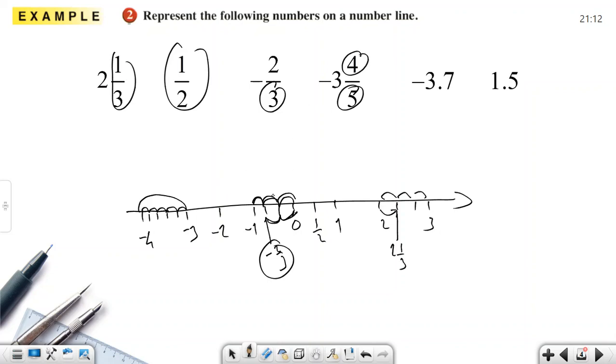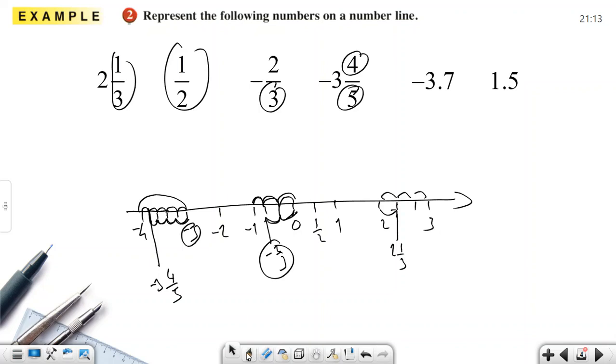How many of them do I need to move? 4. 1 over 4, 2 over 4, 3 over 4, no, 1 over 5. I cut it into 5 parts, sorry. 1 over 5, 2 over 5, 3 over 5. And that line is negative 3. That's the whole part, and 4 over 5. This is negative 4. Oh, sorry. That's negative 4 for this line. Don't confuse it. Okay, that's all. You negative 3.7.